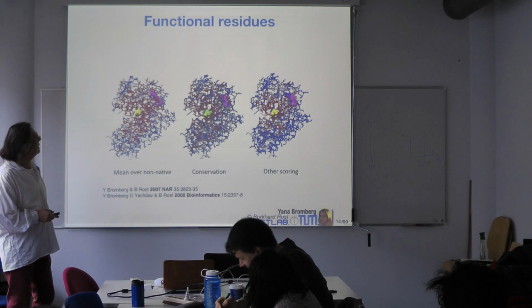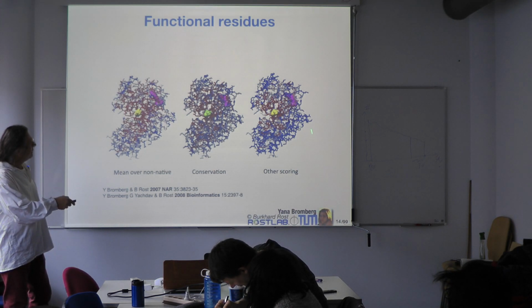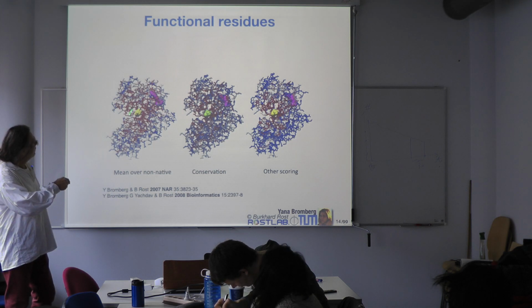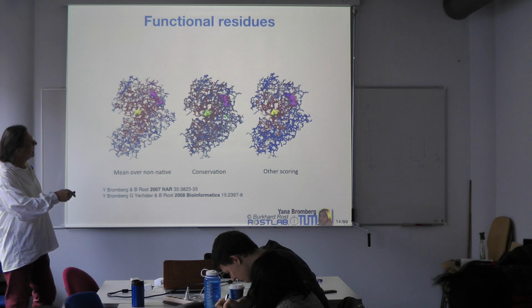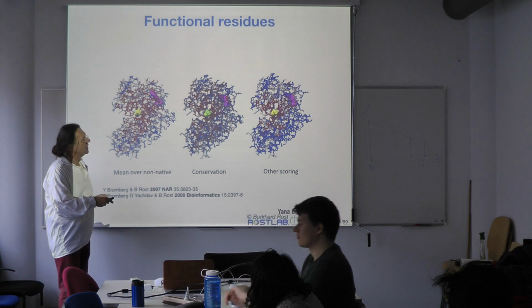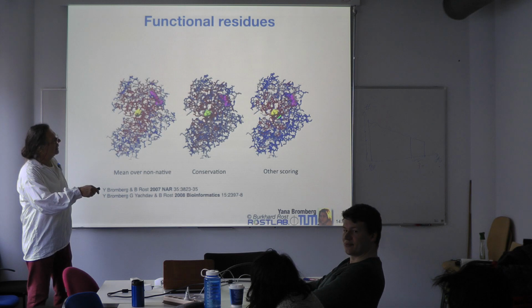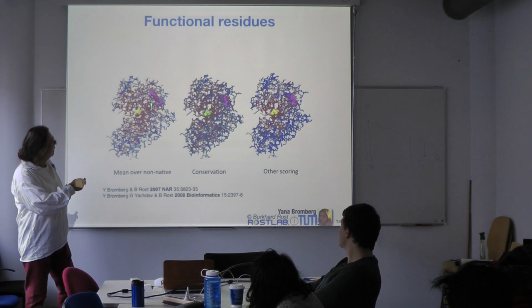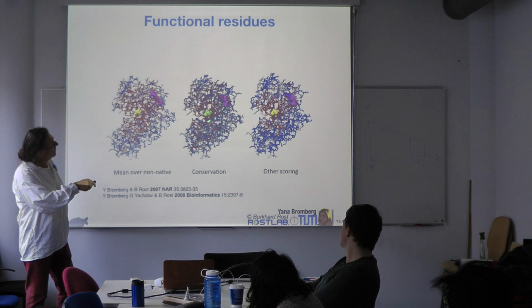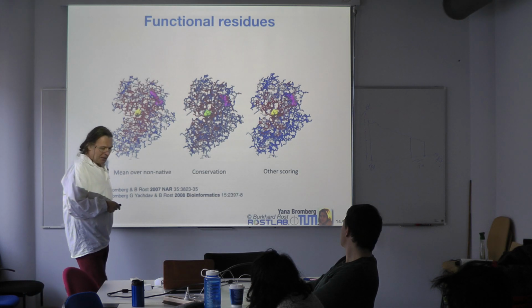Here you somehow get an idea that, again, there are three different ways of doing that. That is sort of the average of a non-native. This is you score things that are conserved more than others, and this is sort of a different scoring. This one correlates somehow, but there's a lot of red here. This correlates better. There is red in the binding site, but this binding site here is missed, for instance. And in this scoring here, both binding sites are picked up.